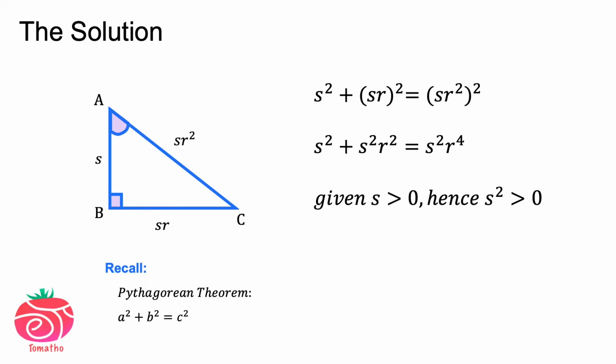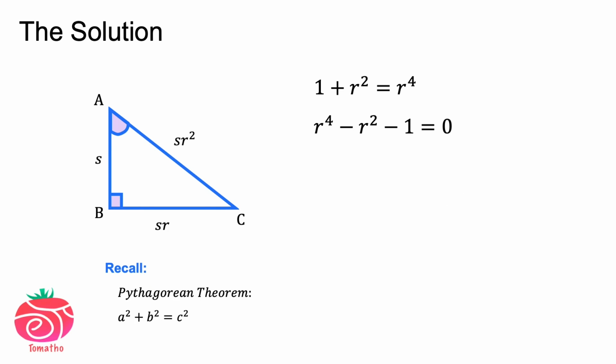Simplifying it, and given S is greater than 0, hence S squared is greater than 0. So we can divide both sides by S squared. This gives the familiar quadratic equation, where the roots is R squared. This is because we can rewrite it as follows. Now, this quadratic equation is not factorable, so we must use the completing the square technique or the quadratic formula. In this video, we will be using the quadratic formula.